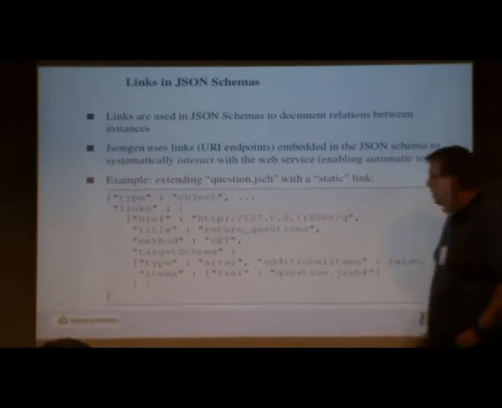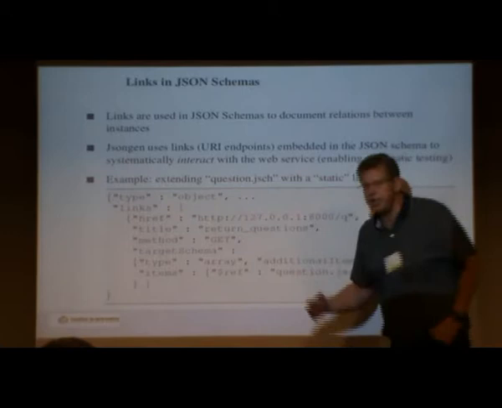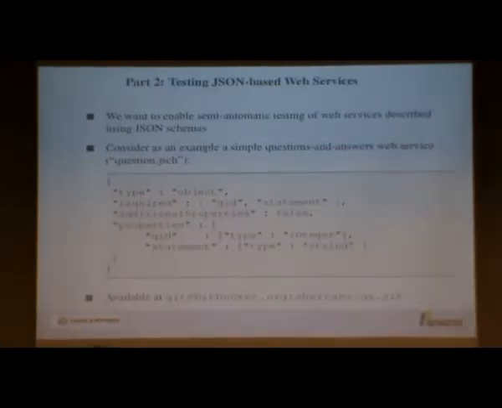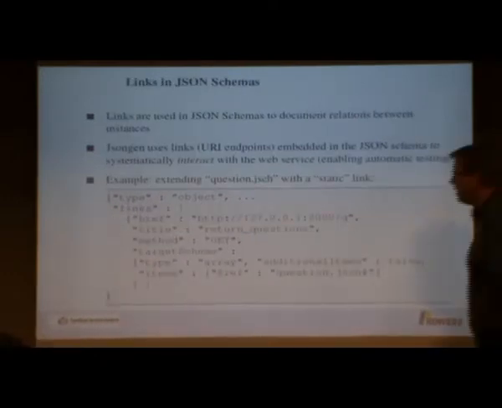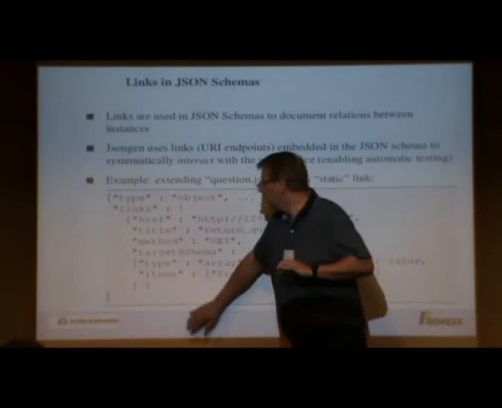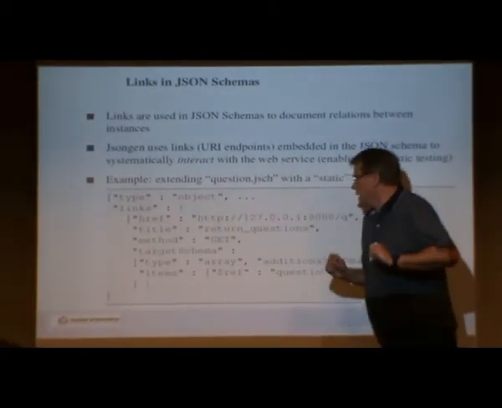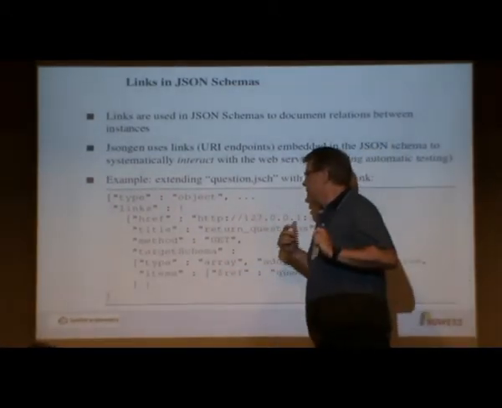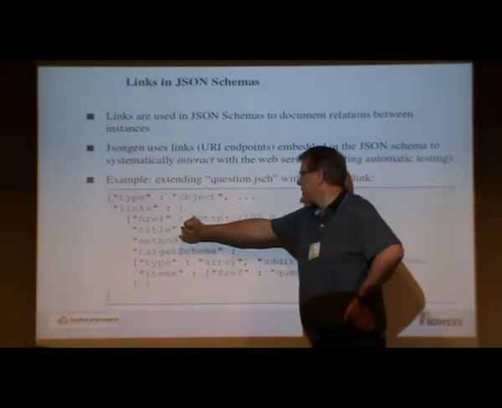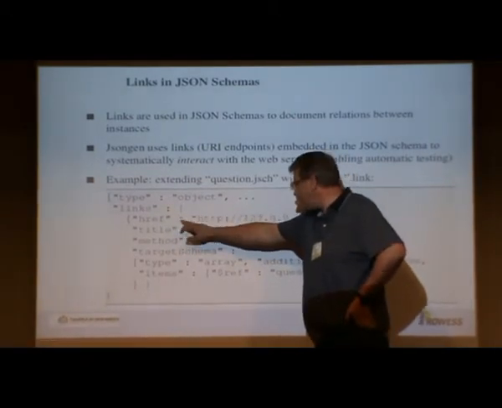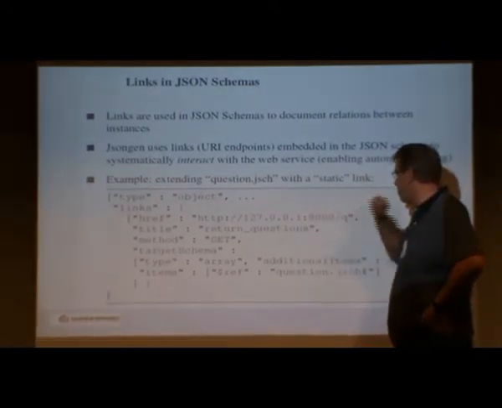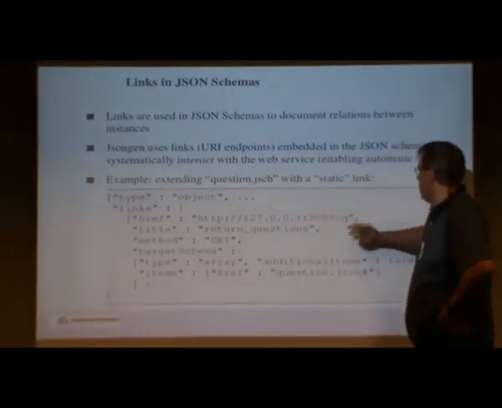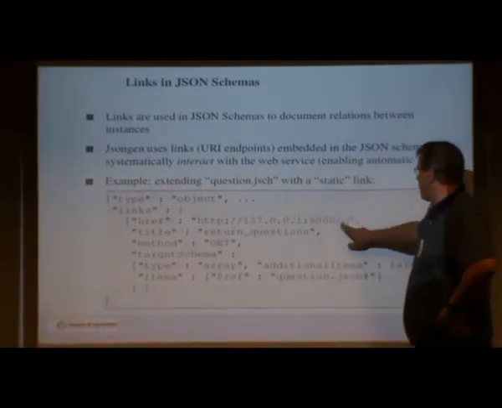So let's extend the previous definition, the question type that we saw. We can add links here. So here's one link. It looks very operational. We say, here's the address, if you will, how to access it. For test purposes, we use a local address, and we add a /q to it.